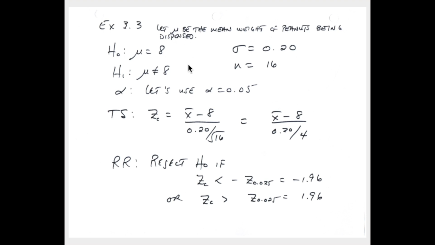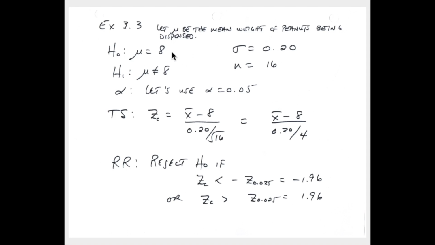And one of the ways of thinking about how to set up your hypotheses is that you put what you're trying to show in the alternative hypothesis. So this is how we're going to set up our hypotheses. We are going to assume that the process is in control. In other words, we're going to assume that the mean weight of peanuts being dispensed is in fact 8 ounces, and we're going to let the data try to convince us otherwise. So that is why we set these up this way.